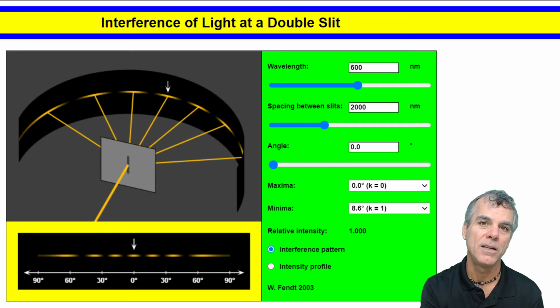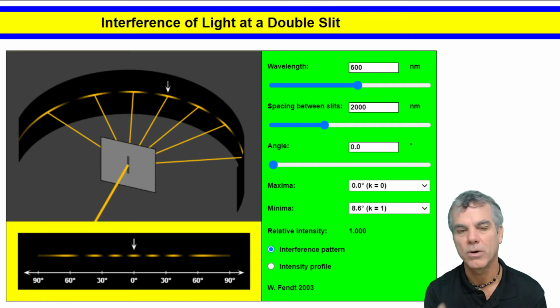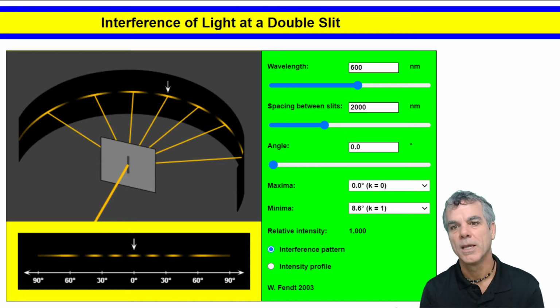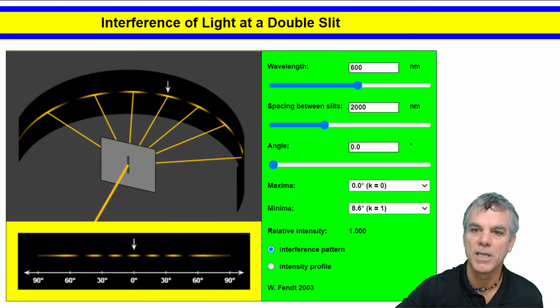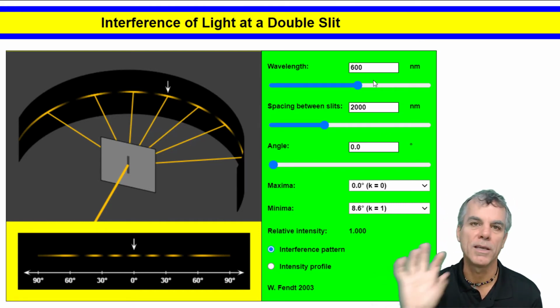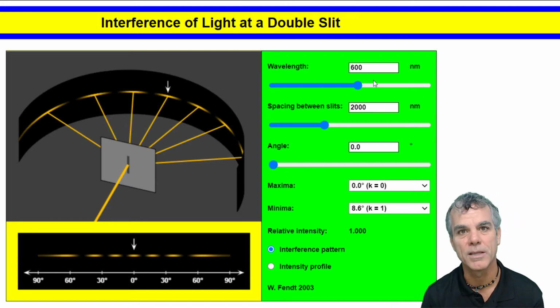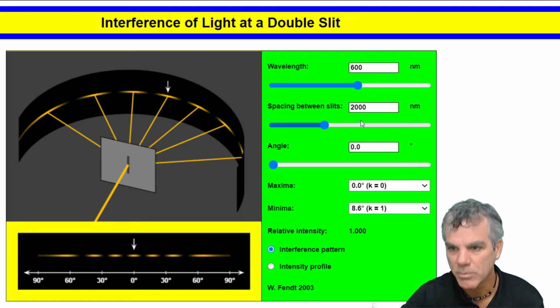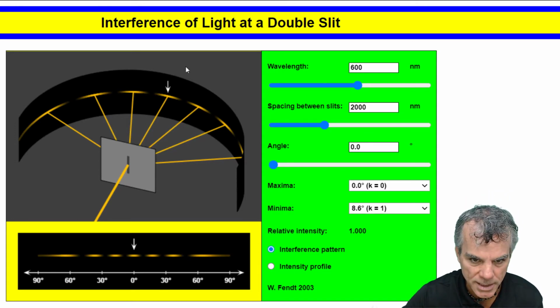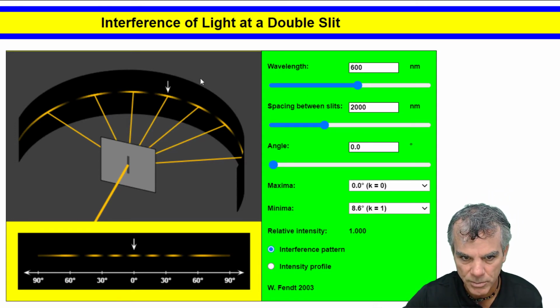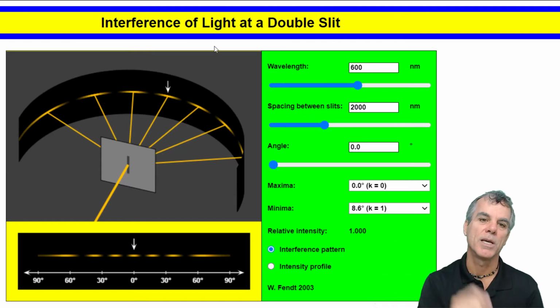So let's take a look at calculating where the bright and dark fringes will be in this double slit interference simulation. In this simulation, I have light of wavelength 600 nanometers arriving at the double slit. The spacing between the slits is 2000 nanometers, and what you can see is the location of the bright fringes and dark fringes.